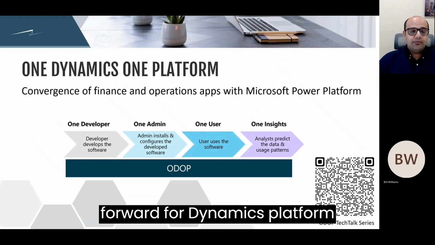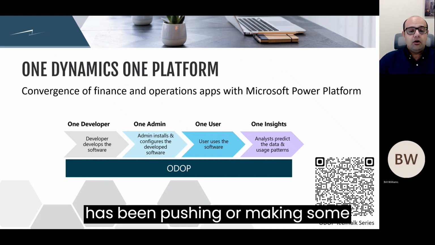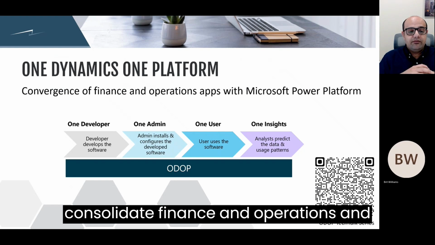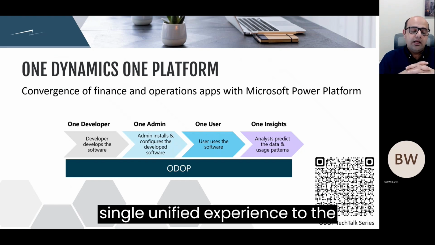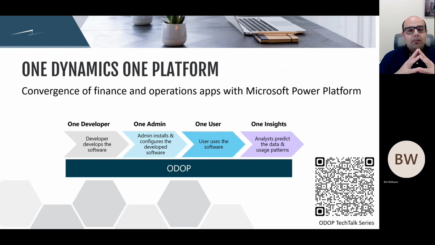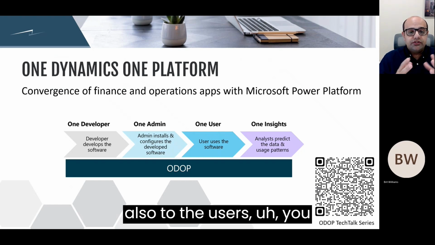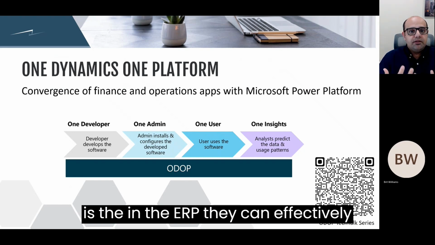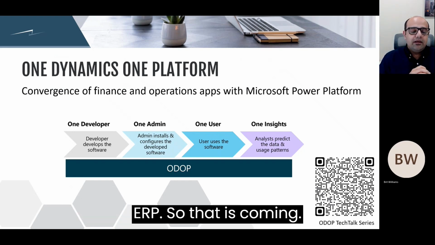The path forward. The path forward for the Dynamics platform is one platform. That is what Microsoft has been pushing and making investments in. They want to converge or consolidate finance and operations and the Power Platform to give a single unified experience to the developer who is developing these apps or extensions to these apps, the administrator who is creating these environments, and also the users who are in the application. For example, if someone is in the ERP, they can effectively run a Power App based solution within the ERP. So that is coming.